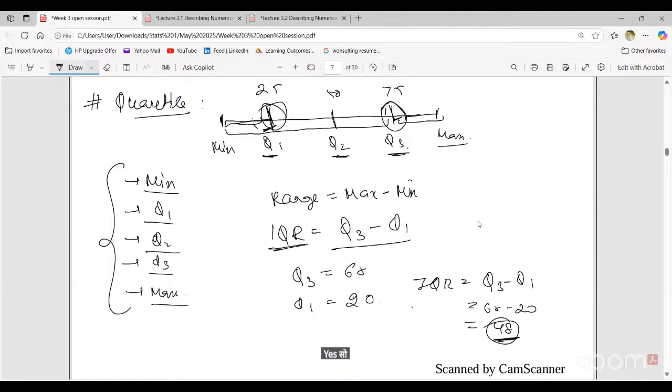So, okay, ma'am, like that, if you calculate the quartiles, you have calculated the quartiles and then just subtracted it, right?